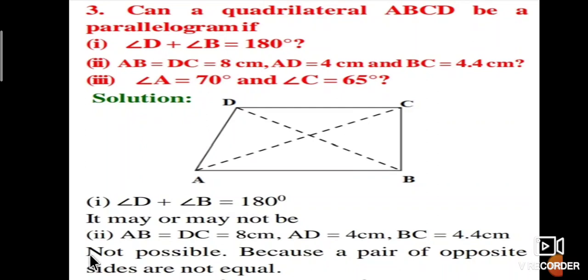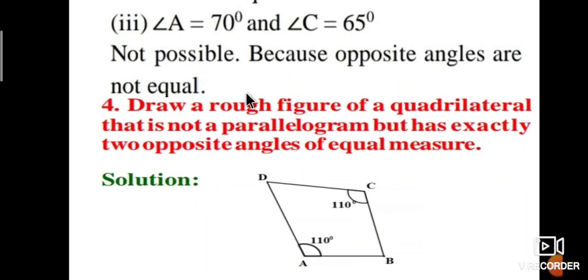Next, second one is AB is equal to DC is equal to 8 centimeter. AD is equal to 4 centimeter. BC is equal to 4.4 centimeter. Not possible, because a pair of opposite sides are not equal. Third one is angle A is equal to 70 degree and angle C is equal to 65 degree. Not possible because opposite angles are not equal.